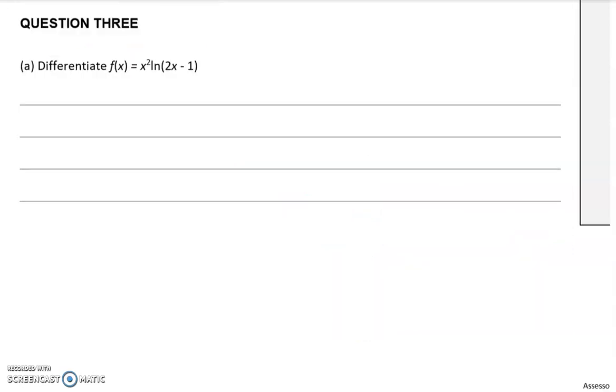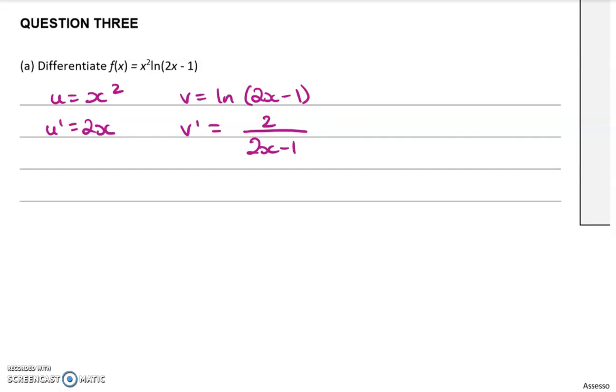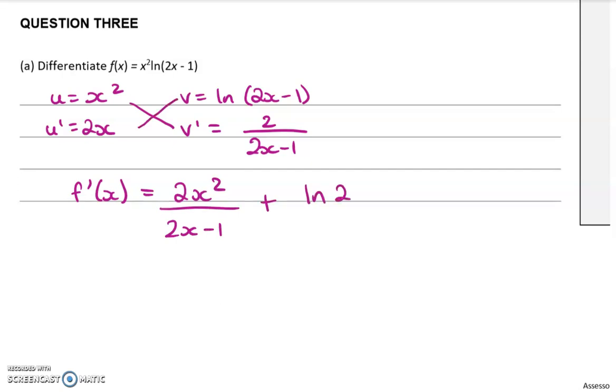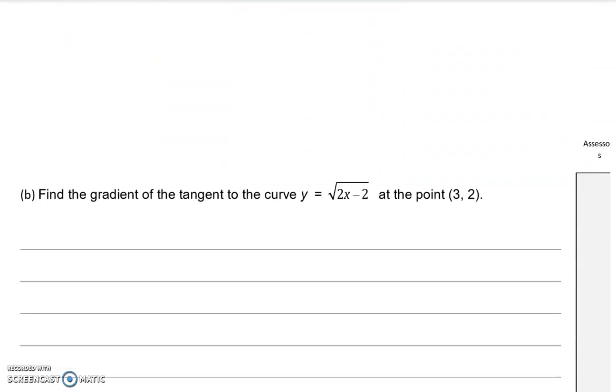All right, question 3, part A, brings us another product rule. So we've got x squared multiplied by natural log of 2x minus 1, which leads us to 2x and 2 over 2x minus 1. Putting them together in the product rule, we are going to do u times v dash, so that's x squared times 2 over 2x minus 1, plus v times u dash. So ln 2x minus 1 times by 2x. And again, there's no need to simplify.